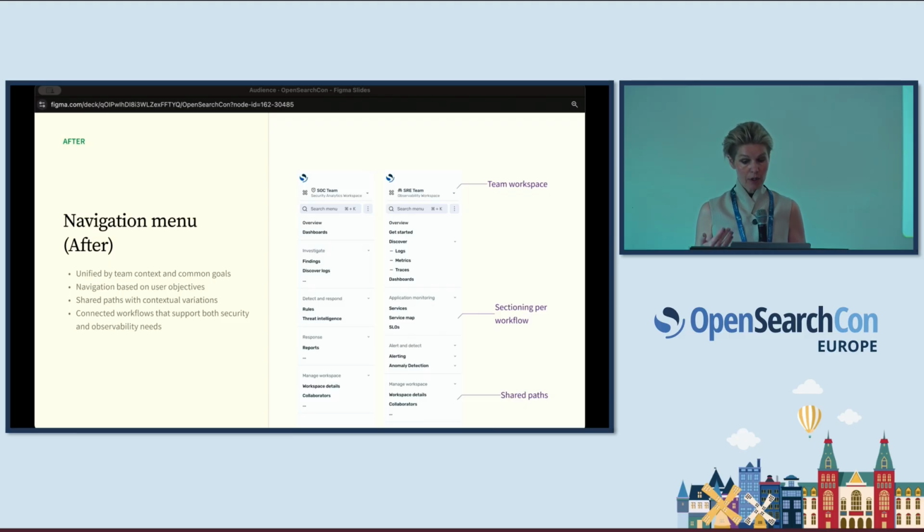Each workspace includes the features relevant for specific teams. I have observability and security analytics side by side here, so you can see them together. Navigation based on user objectives.